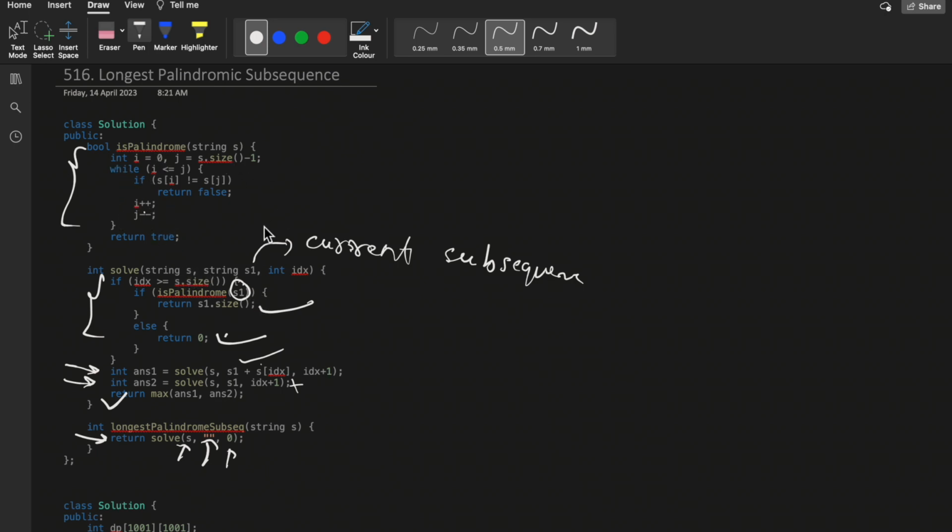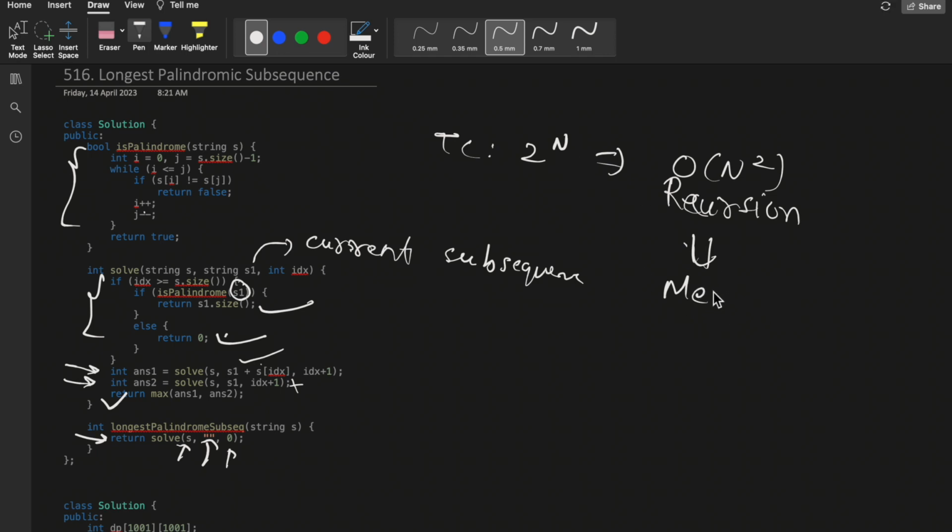So guys, I hope you understood this recursive approach. Now talking about the time complexity of this recursive approach, it will be 2 to the power of n, where n is the size of this string, correct? Thus this would be the time complexity. We can further reduce this time complexity to big O of n square, right? We can reduce it to big O of n square by writing better code from recursion, using memoization. Let's discuss this approach now.